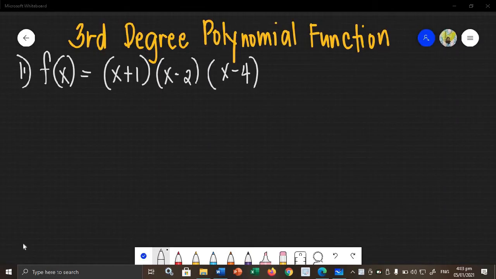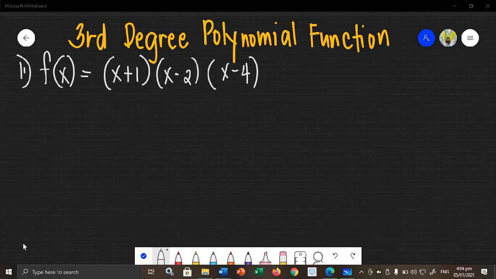Now, let's try to graph a third degree polynomial function. Let's say we have this example number 1. And by the way, in this lesson, the given that I will give is already in its factored form. Kasi mahirap mag-factor ng mga function na third degree pataas. So para hindi na tayo mahirapan, I already gave it in factored form. Like this example, let's say we have f of x is equal to (x + 1)(x - 2)(x - 4).